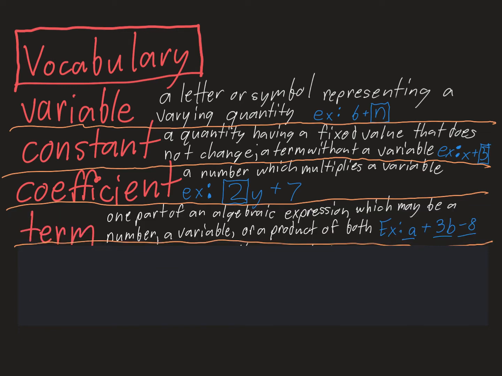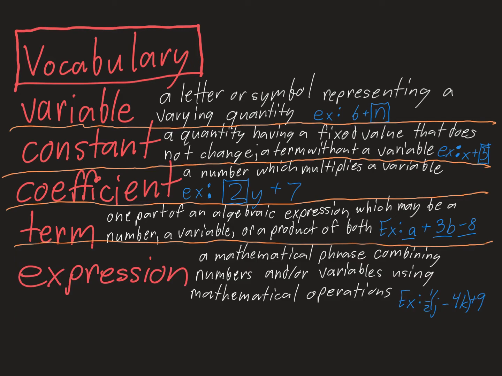A term is one part of an algebraic expression which may be a number, a variable, or a product of both. For example, if we have the expression a plus 3b minus 8, the first term, a, is a variable. The second term, 3b, is a variable multiplied by a number. And the third term, negative 8, is a number.